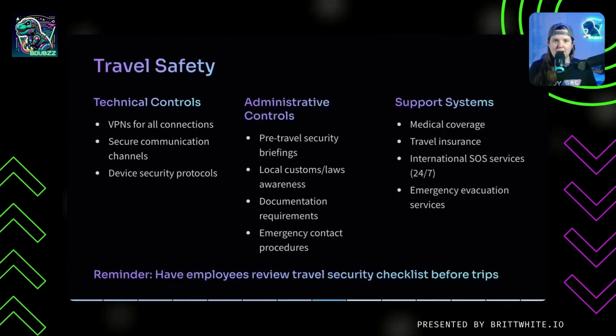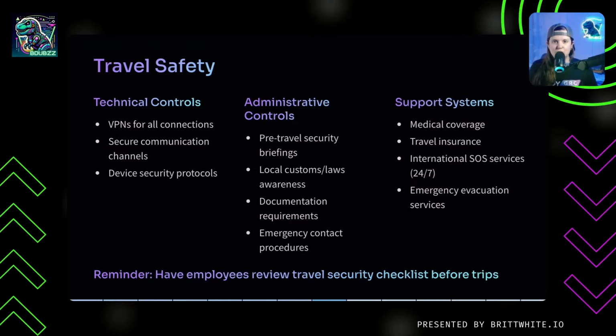This is a critical aspect of personnel protection. Your responsibility is making sure that employees stay secure, whether they're across town or across the globe. Let's look at the key components here. First, we have our technical controls. We require VPNs for all connections because public Wi-Fi is a hacker's playground. We also make sure our teams have secure communication channels for emergencies and robust device security protocols in place.